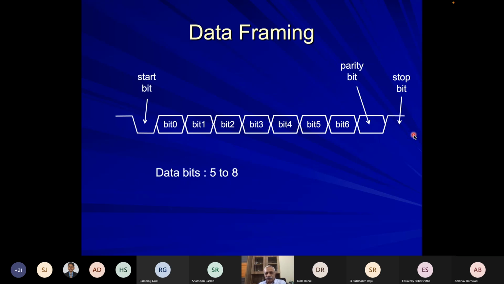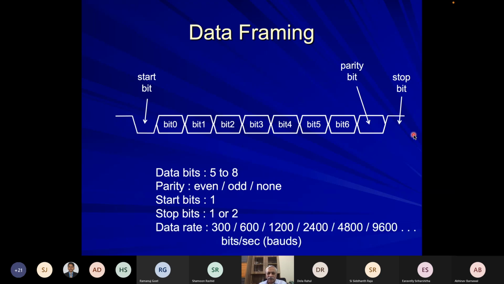So in fact, the data bits could range from 5 to 8 in this standard. Parity could be even parity or odd parity or maybe absent. There is invariably one start bit, and stop bits could be 1 or 2. And the data rate also follows specific values, so 300, 600, and so on.